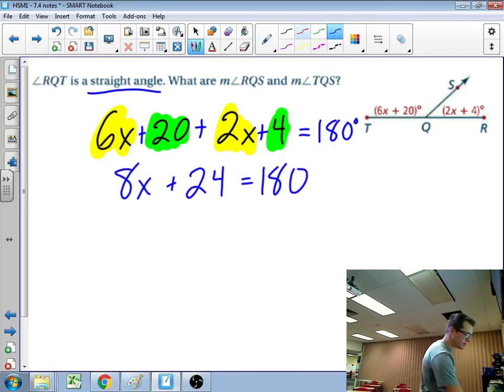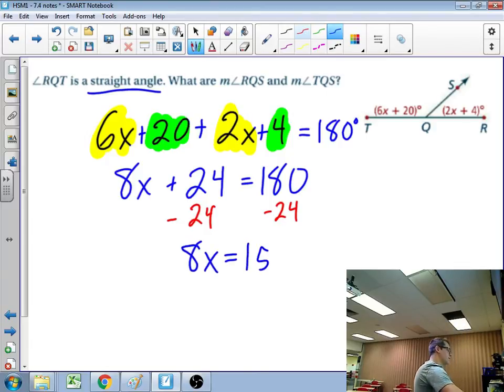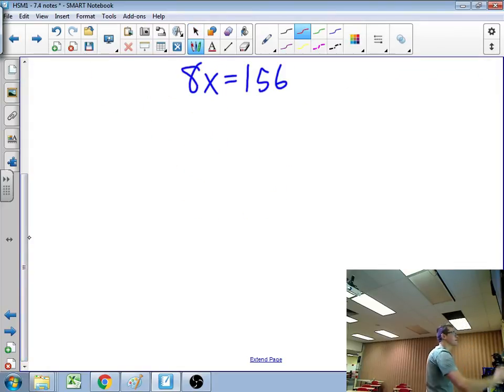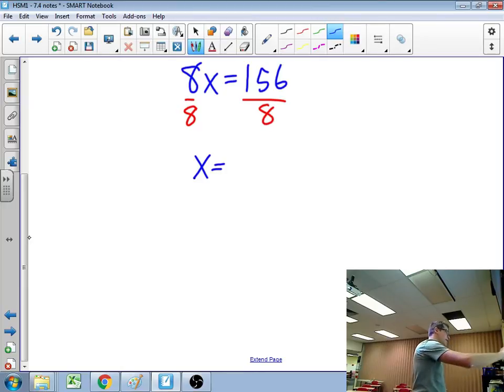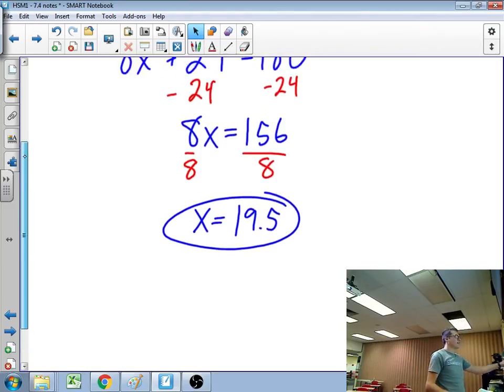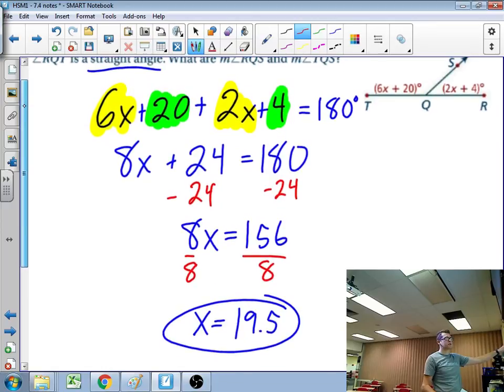Now we start our solution process to isolate the variable. So take away 24 from both sides. That is going to leave 8x equal to 156. We know that in order to isolate that x, we need to then divide. And when I divide by 8, my first non-integer answer that I've gotten, 19.5. That's fine. That's not an integer. We're not always going to have nice neat numbers. But again, we're not done. That is just my variable value.